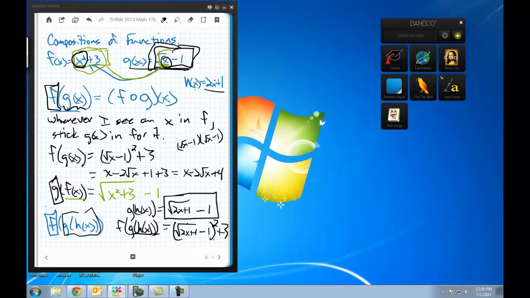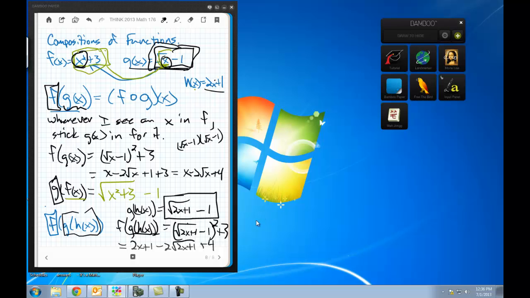Now I can multiply this out if I wanted to, and I suppose I should. So I end up with 2x plus 1, because this guy squared is this, minus 2 times the square root of 2x plus 1, and then plus 1, right, because negative 1 squared is 1, plus 3, I get plus 4. Isn't that fun? And that's it.